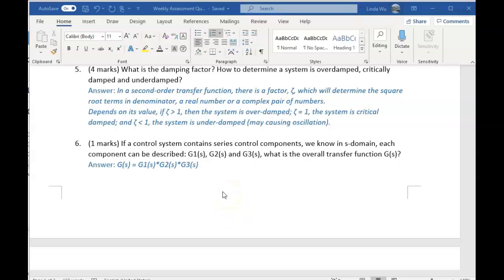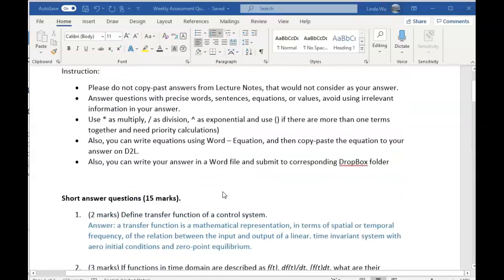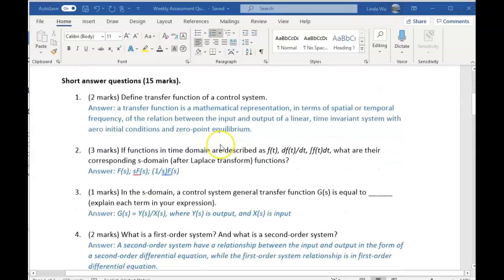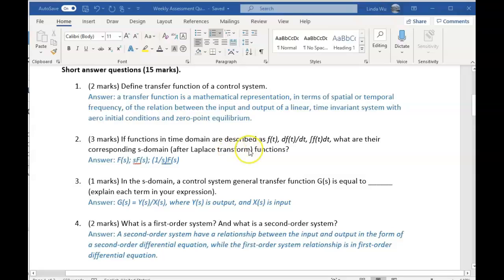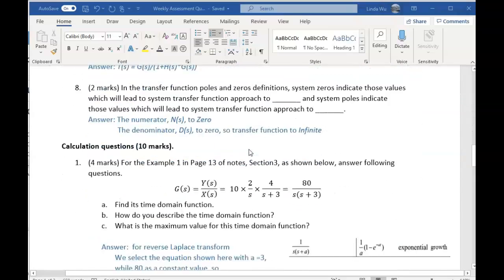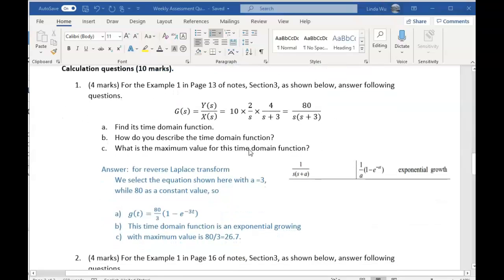Hi there. In reviewing your submission of the weekly assessment quiz number 1, I think the short answer questions with definitions are all going well, but the calculation type questions are not in very good shape. So I just made this video to explain the two questions in this quiz 1.